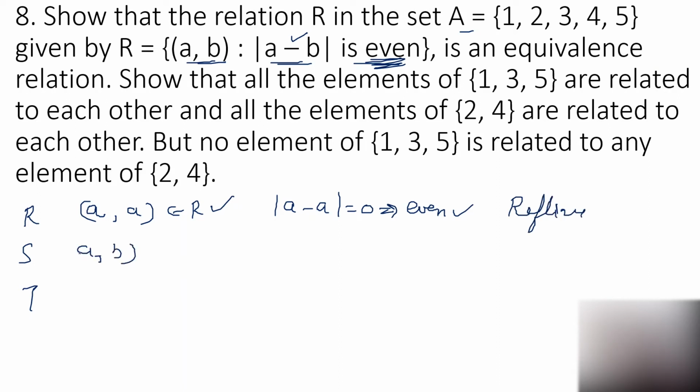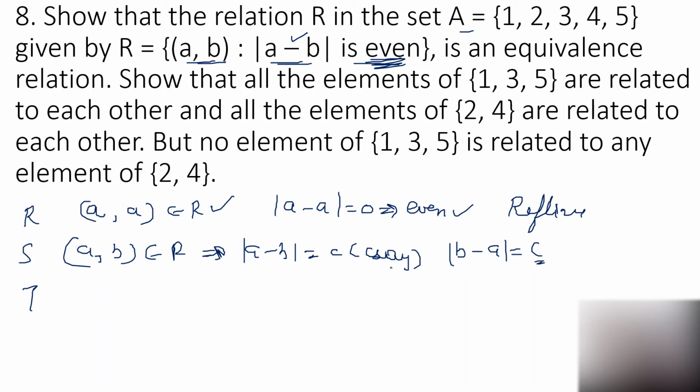Next is symmetric. Let us consider (A, B) belongs to R. This implies A minus B is equal to an even number. Let's say this is equal to C. So now we need to check whether (B, A) belongs to this or not. Then B minus A also is equal to C, as we know modulus means just the change of sign to make that positive. So this is equal to C only, and this is an even number. This is also an even number. Therefore, B is also related to A. It means it is symmetric.